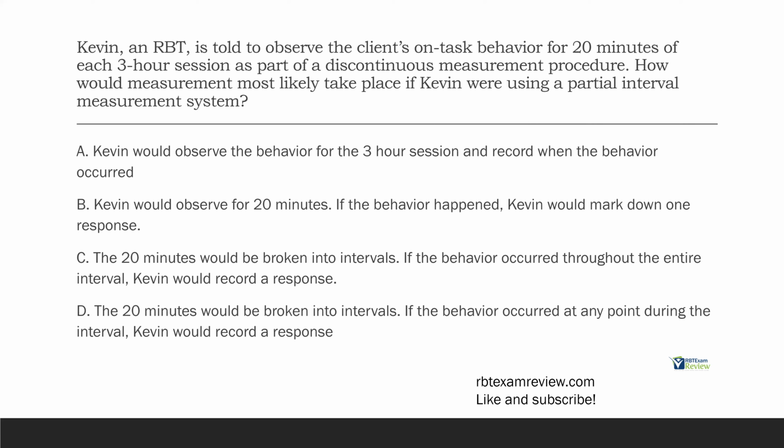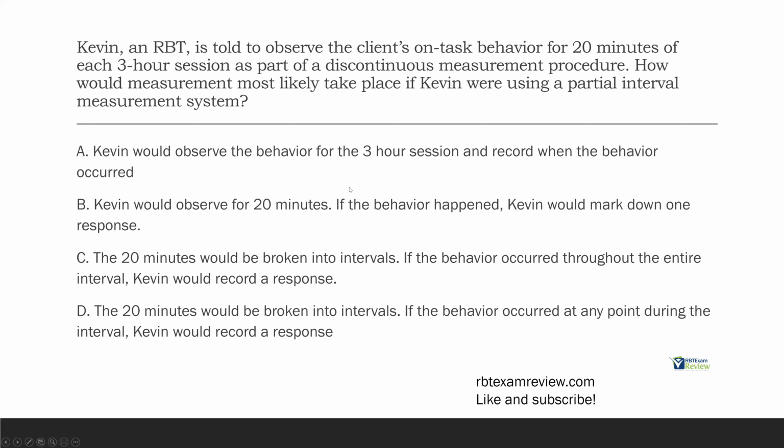That's the whole point of interval measurement. You take a chunk of time and you break it into intervals. It doesn't do us any good to take partial interval data for a full 20 minutes, because if the behavior occurs at all in the 20 minutes, we're going to have one response. That's why for interval measurement, we take that chunk and break it down into typically 30-second or 1-minute intervals. Let's see if we have a scenario like that, because we're trying to figure out how it would work if Kevin is going to use partial interval.